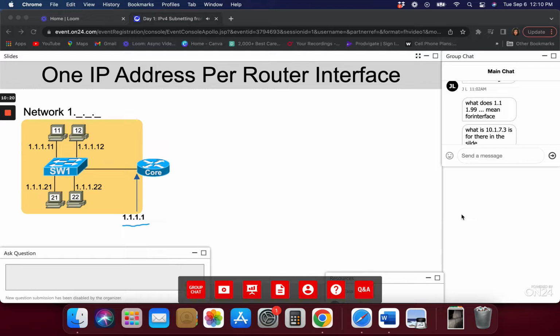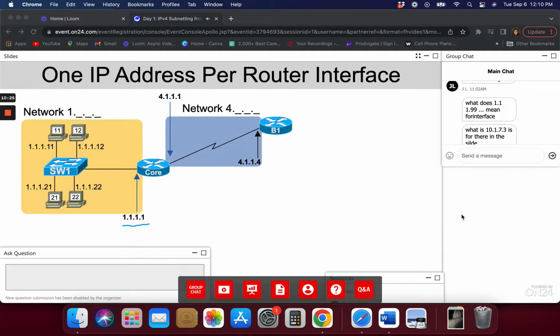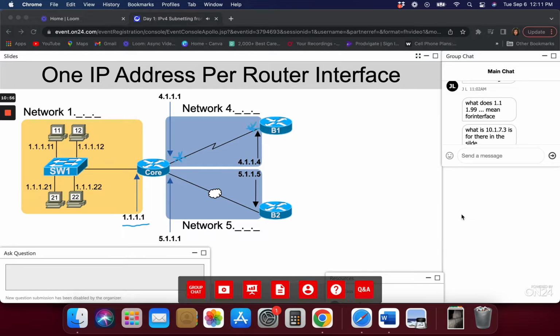And say the core router wants to communicate to some remote sites like this one and this one, you might have some WAN links. By the way, this jagged line is meant to represent a serial WAN link. This line with a little cloud on it is meant to represent an Ethernet WAN link. But no matter the style, this is a WAN link that might be, the core router to router B1, branch 1, might be 100 miles, 500 miles, that kind of thing. And it needs a set of addresses, one per interface, one over here, one over here. And those are in a different grouping.